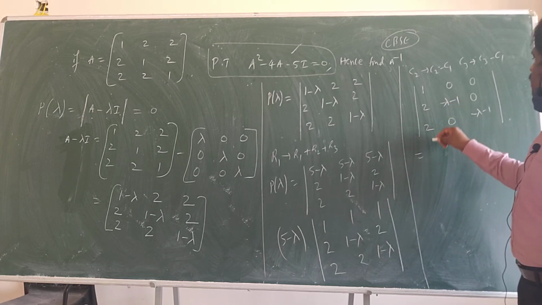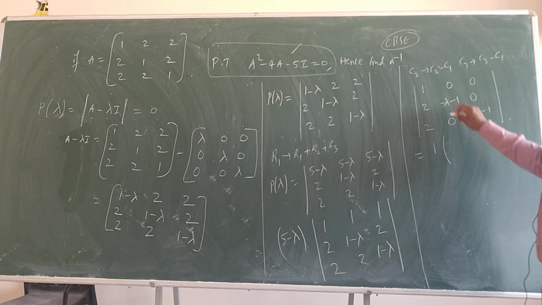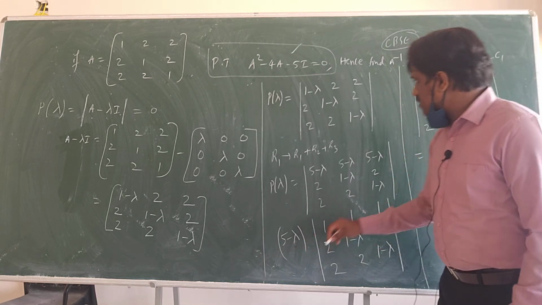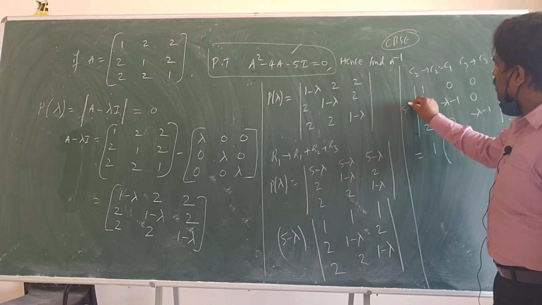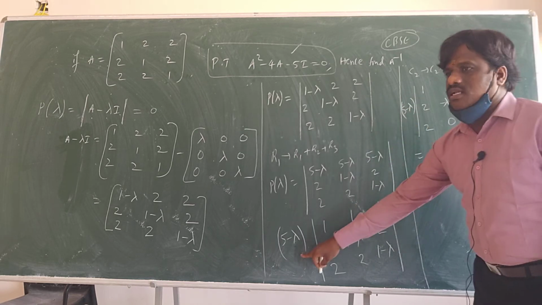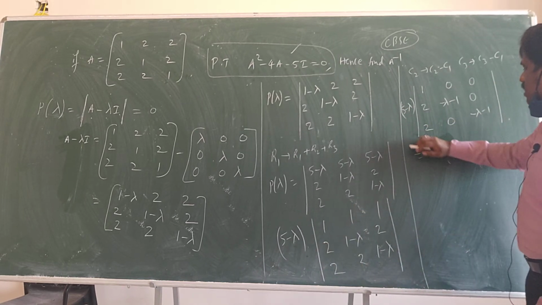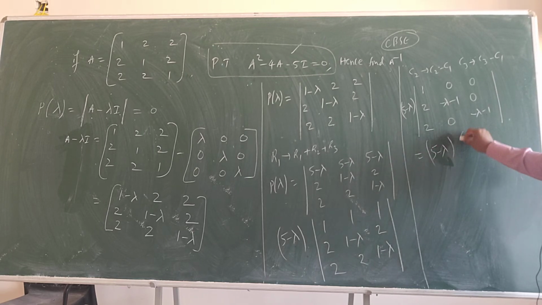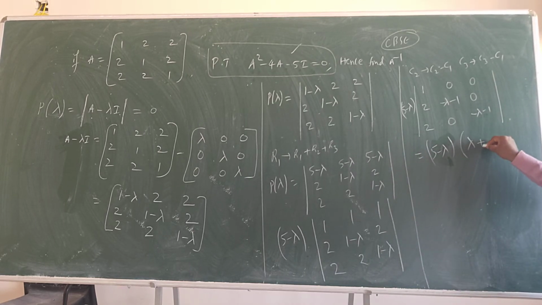So what I get here, I can open the determinant, this into this. So minus will be common out, minus into minus, lambda plus 1 into lambda plus 1, that you will get as lambda plus 1 whole square. I completed one thing, but this 5 minus lambda I forgot. 5 minus lambda, here it is there. So what I get here is 5 minus lambda into lambda plus 1 whole square.